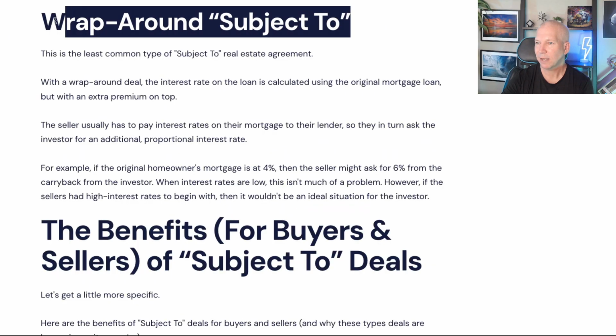And the last type of subject to, which I've never done but is also an option, is the least common subject to real estate agreement, a wraparound deal. The interest rate on the loan is calculated using the original mortgage loan, but then an extra premium on top. So you're basically wrapping a loan around the current existing loan. Say that payment is at 4% and the owner wants to walk away with a little extra money. They might wrap it at 6%, so they're getting that 2% difference.